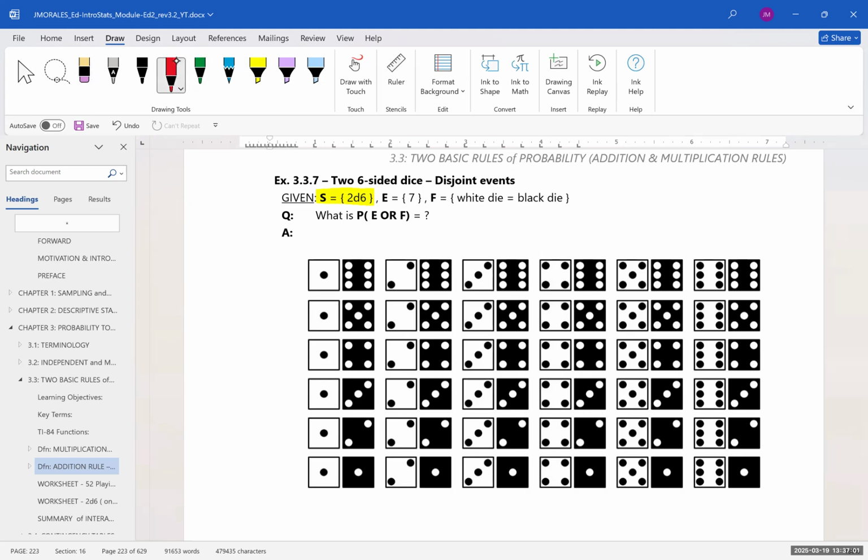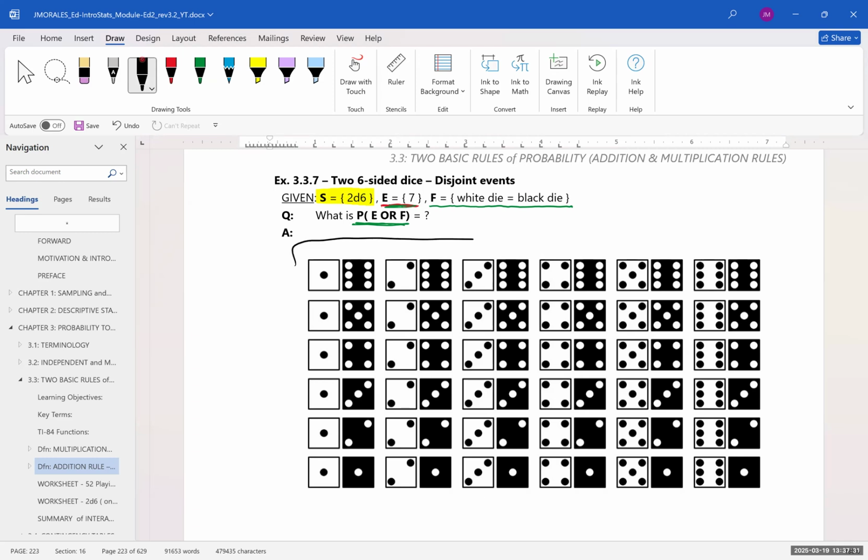And we're going to define event E to be the result of a 7 and event F to be where the white die is equal to the black die. And what we want to do is calculate the probability of E or F. The probability of rolling a 7 or where the white die is equal to the black die.